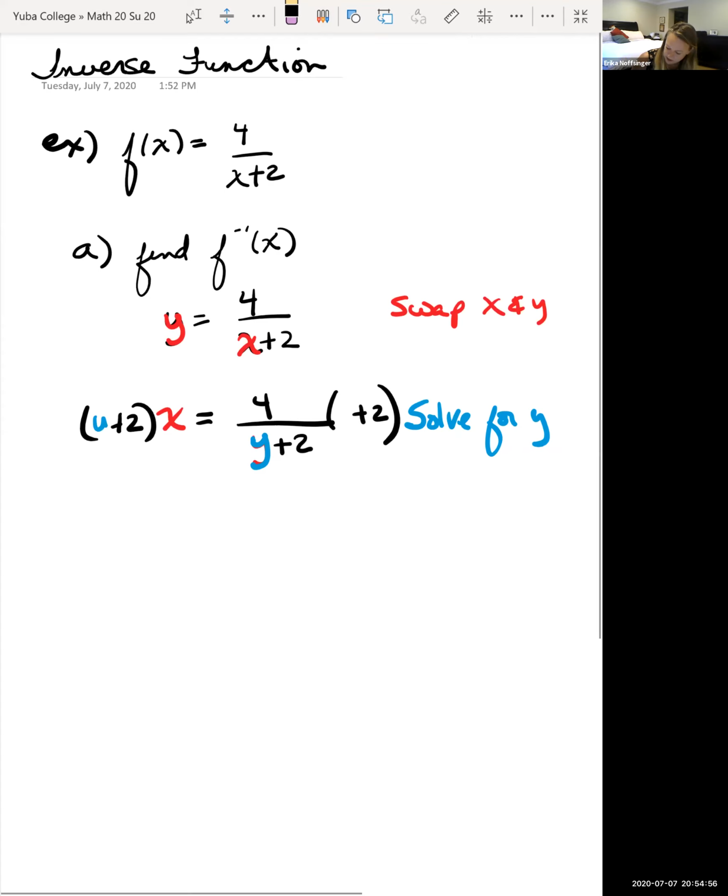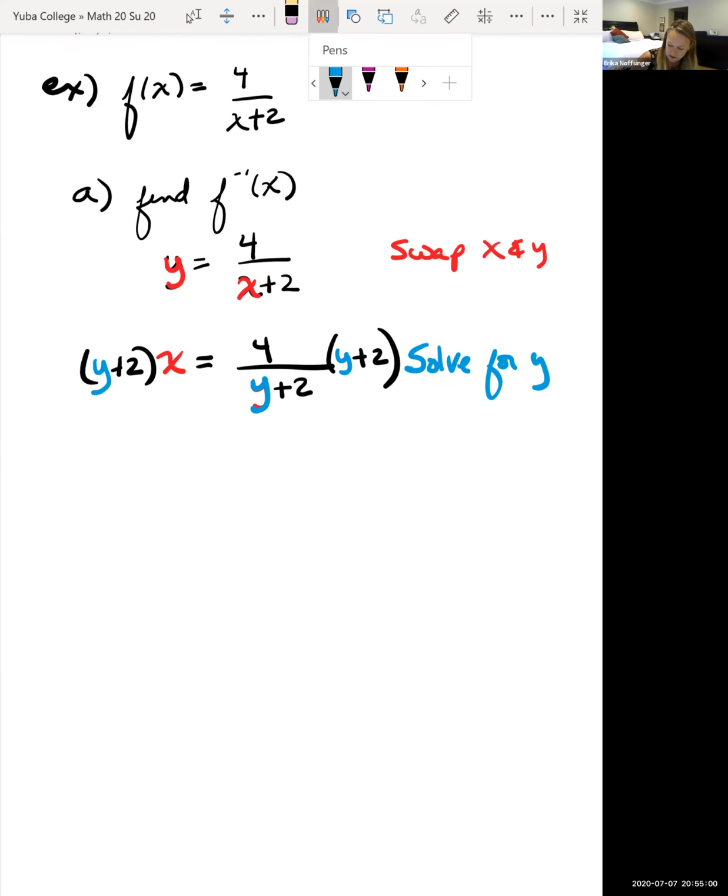The whole point of that was so that fraction goes away. And so those cancel, this y plus 2 and this y plus 2. And we're left with, let's distribute our x. So we're left with y times x plus 2 times x is equal to 4.